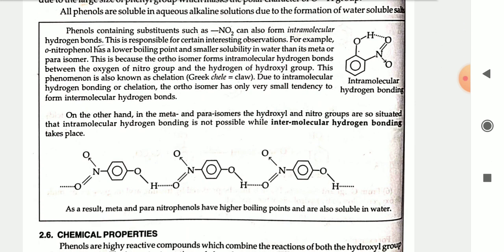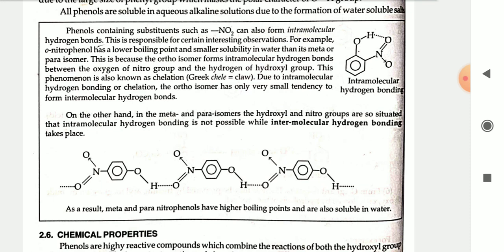Phenols containing substituents such as NO2 can also form intramolecular hydrogen bonds. This is responsible for certain interesting observations. For example, o-nitrophenol has a lower boiling point and smaller solubility in water than its meta or para isomers. This is because the ortho isomer forms an intramolecular hydrogen bond between the oxygen of the nitro group and the hydrogen of the hydroxyl group. This phenomenon is known as chelation.